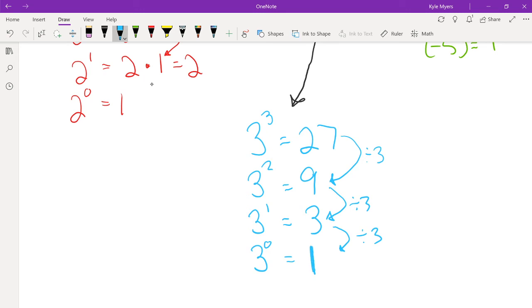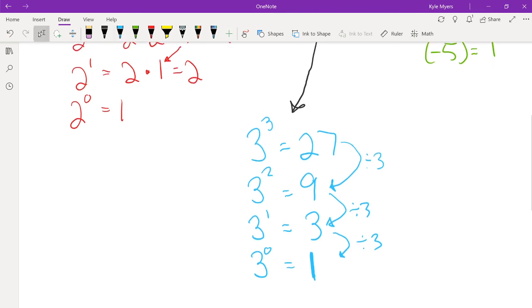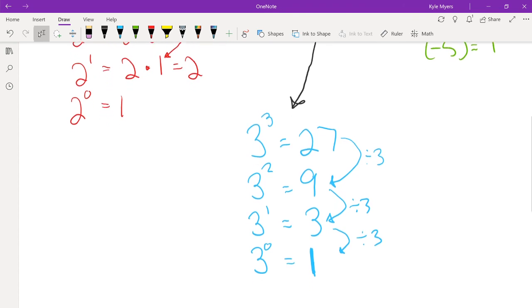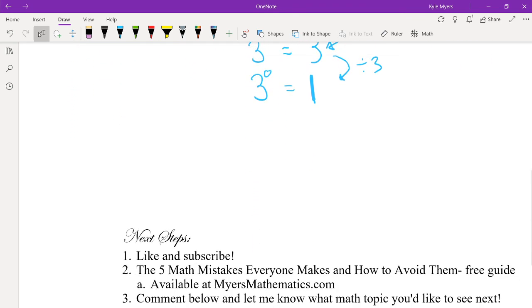And there you go. So there are your 2 different ways to see why anything to the 0 power is equal to 1. I hope that was helpful.